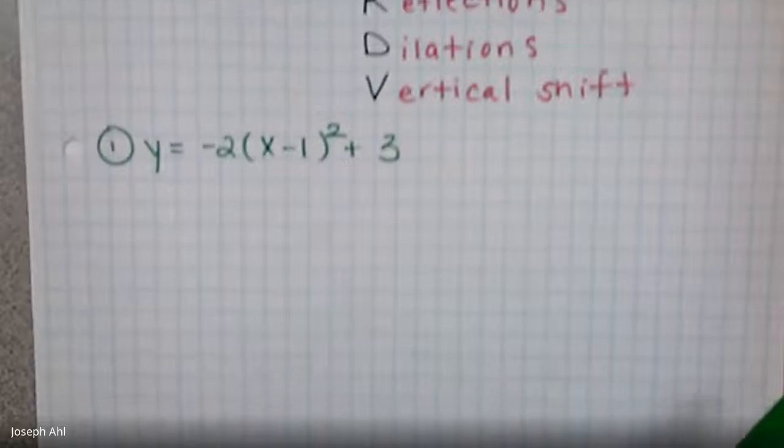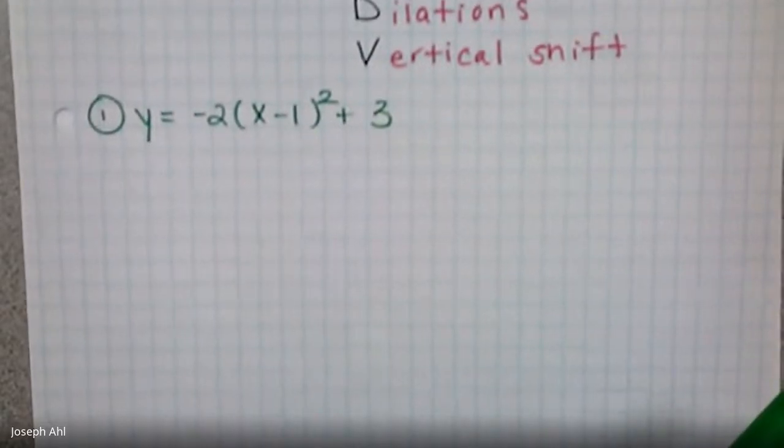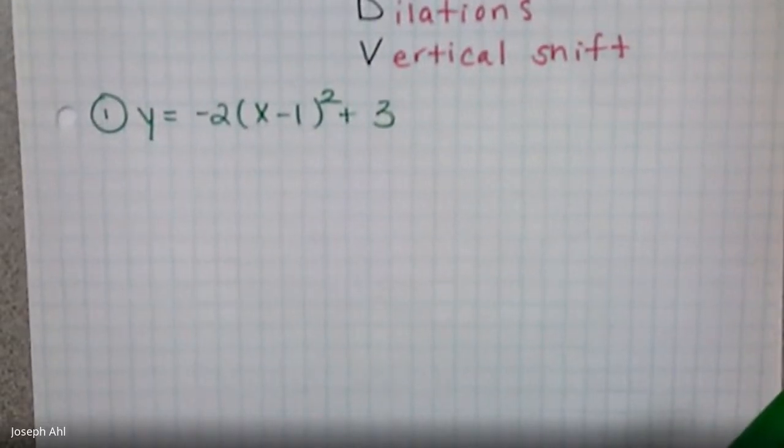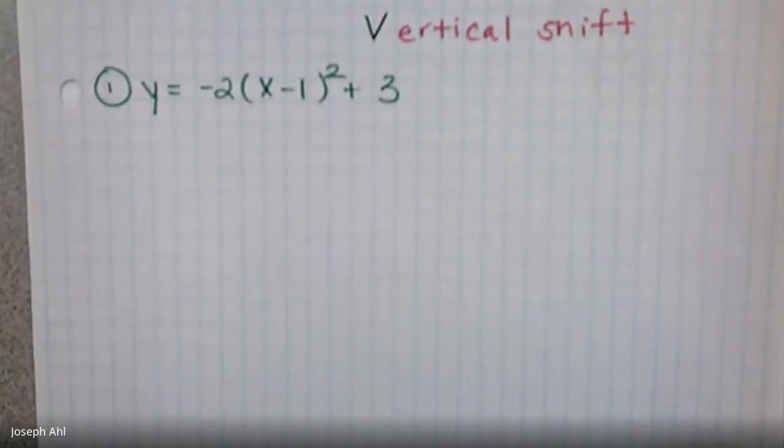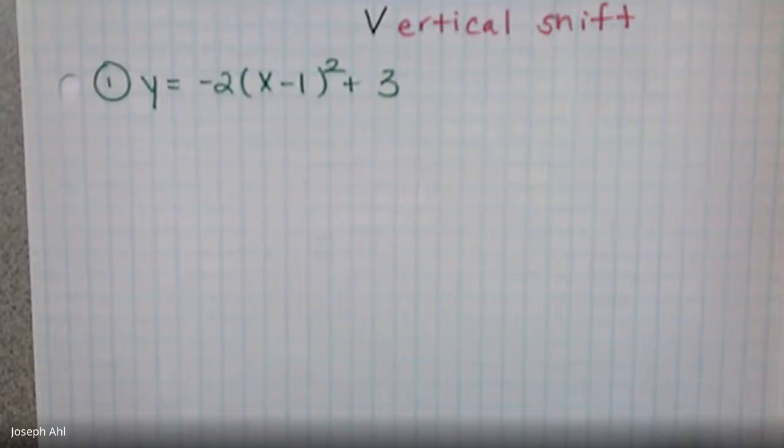Here's the first example we're going to look at. Y equals -2 times the quantity x minus 1 squared plus 3. We might as well right out the gate try something that has a little bit of everything mixed in. And I'll show you what the approach is going to look like for something like this.